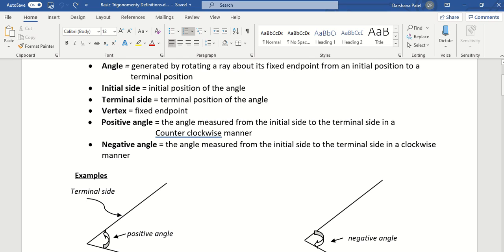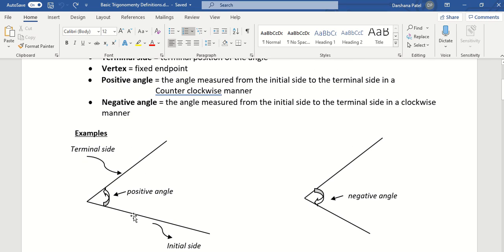A positive angle is the angle measured from initial side to terminal side in the counterclockwise direction. So in the counterclockwise or anti-clockwise direction, we get a positive angle. Opposite to that is the negative angle. So if this is our initial side and this is our terminal side, and we measure in the clockwise direction, the angle measured is the negative angle.